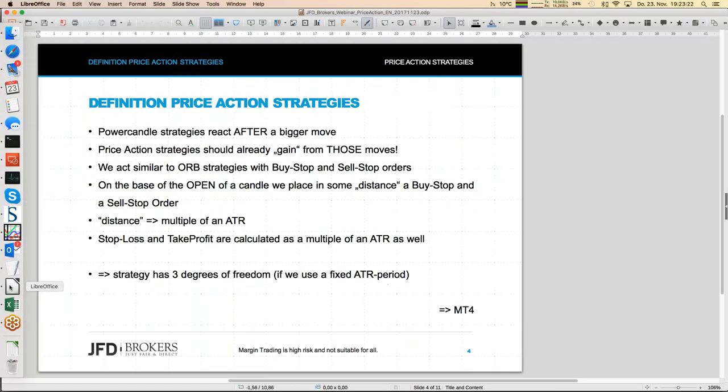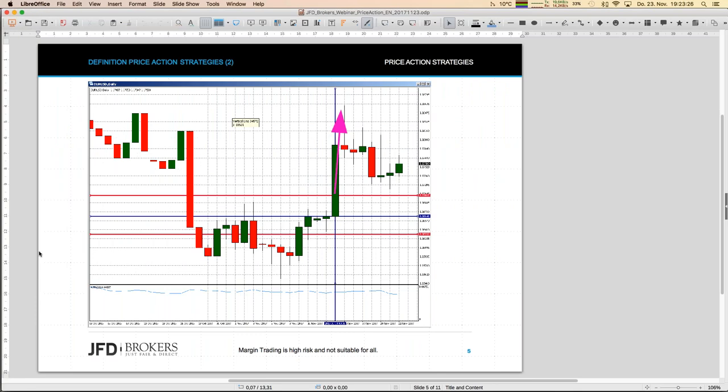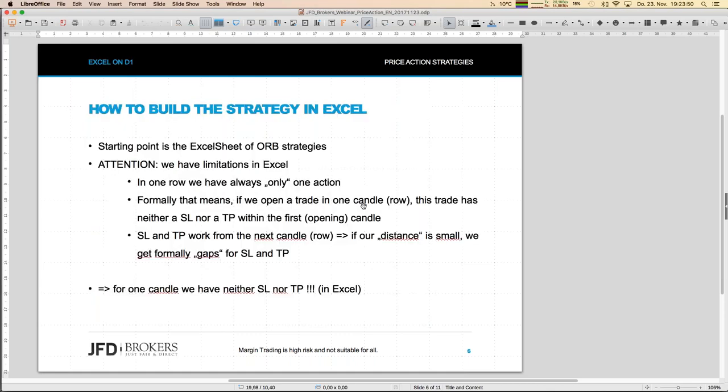I hope it is well understood now. And just as a reminder, I put into the slides here this picture. You see, it's exactly the same example we have discussed within MT4. But that you still have, as a short reminder, how it should work in principle. If you download those slides, then this is a perfect illustration of such a trade.